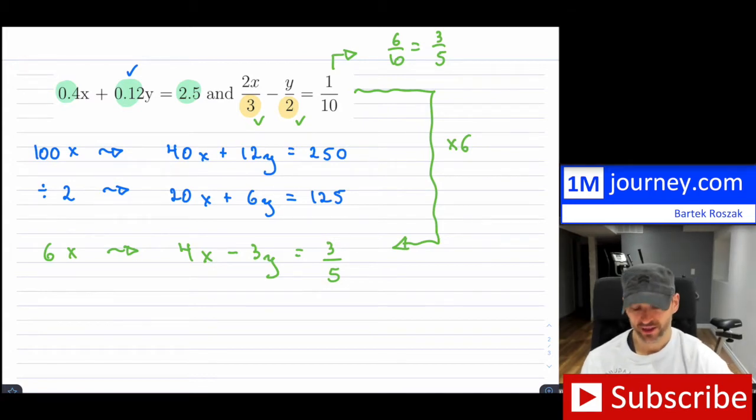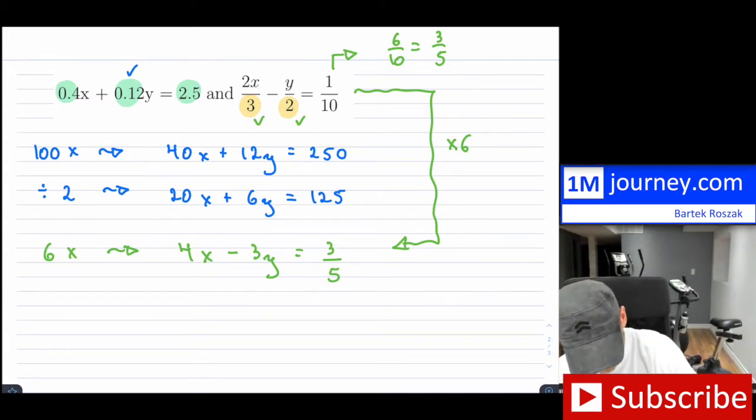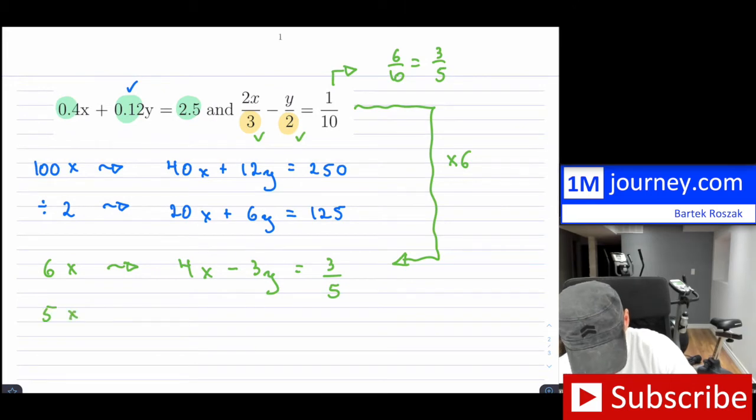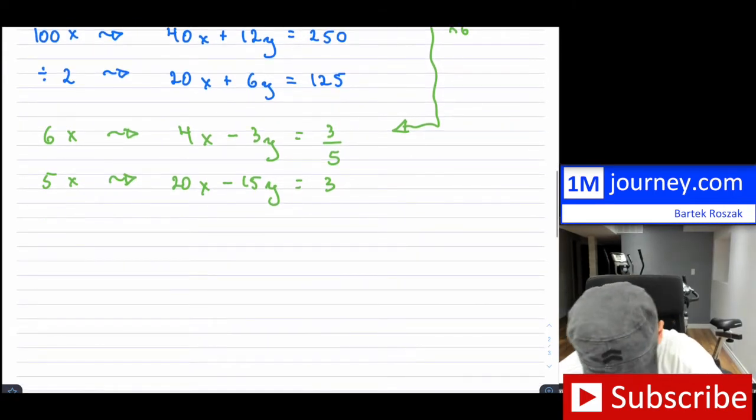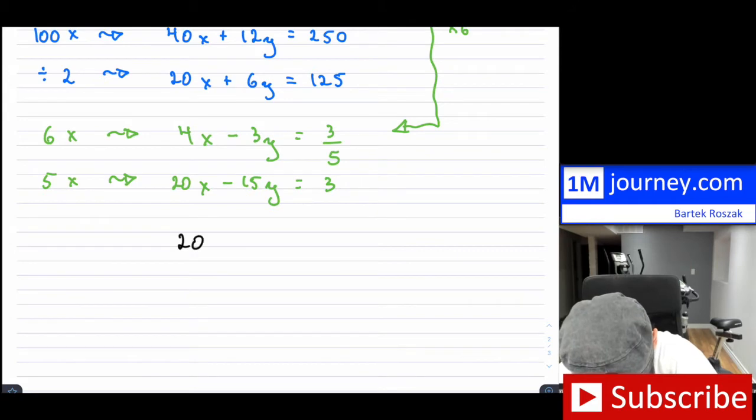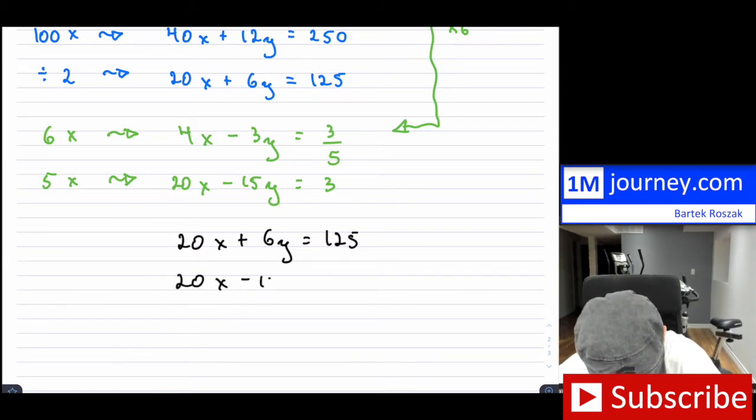I could have done that right in the beginning, but that's okay. If I multiply this line by 5, now I'm going to get 20x minus 15y, and that is then equal to 3. So my two lines, which looked crazy, basically look like this: 20x plus 6y is equal to 125, and then my second line is 20x minus 15y is equal to 3.